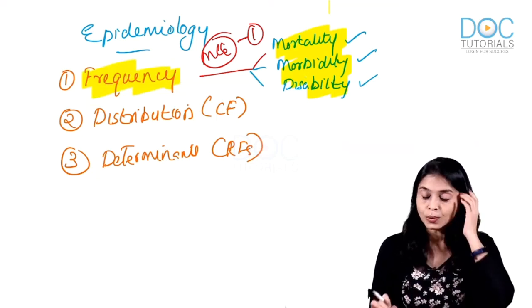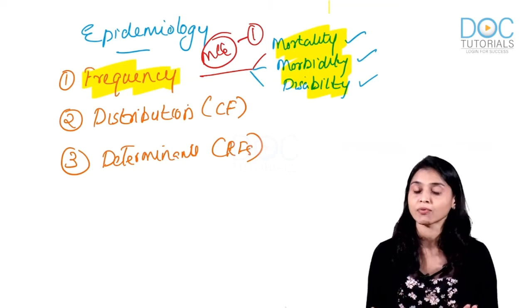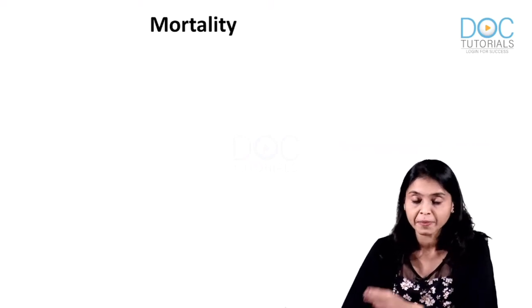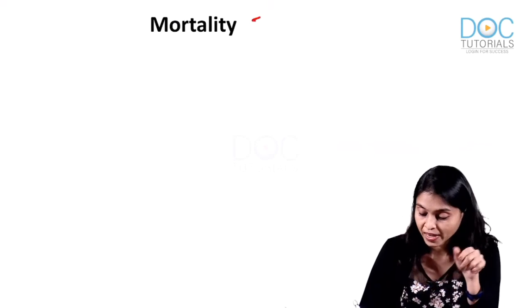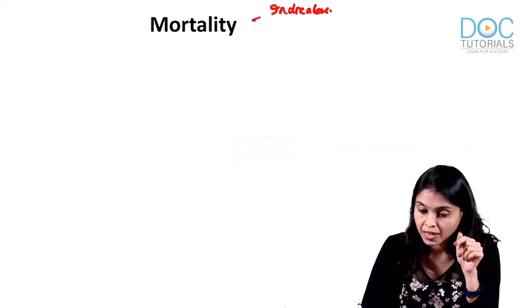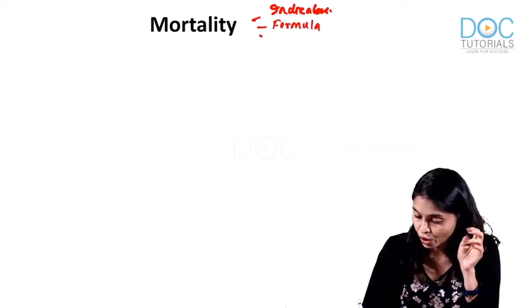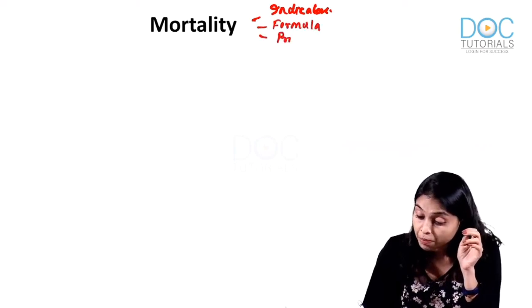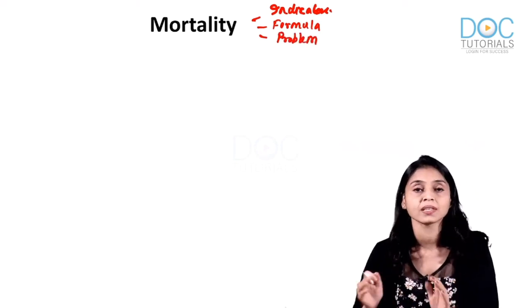Now, let's see how to measure mortality, which is very, very important for your exam. How to measure mortality or death in a population. Before going to this topic, let me tell you the type of questions that you can expect from this. First, the name of mortality indicators. Then the formula is important, which we will discuss shortly. And problem-based questions using this formula.